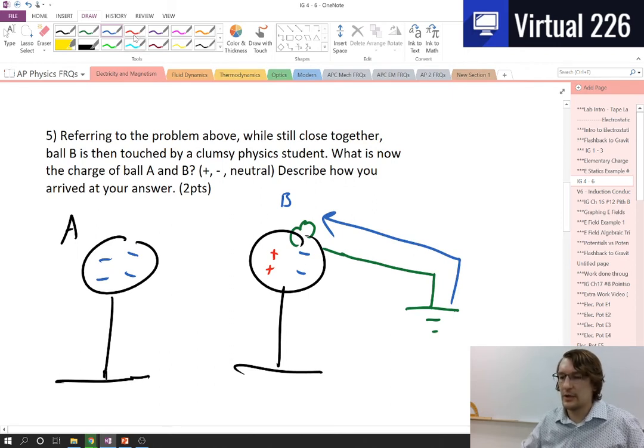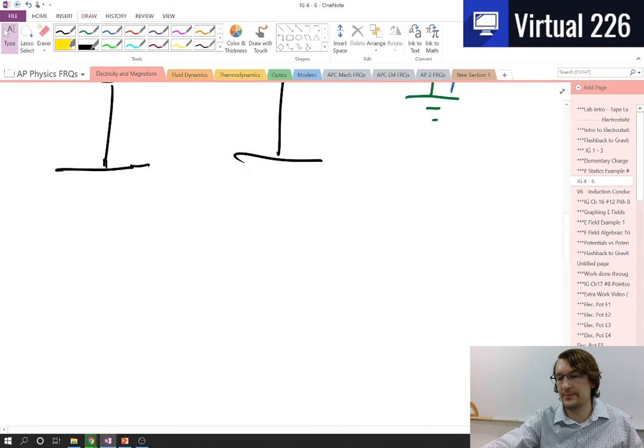Okay? So in this example, though, whenever they do touch it, because it is being polarized, A will stay the same as negative, and B will wind up positive through induction.